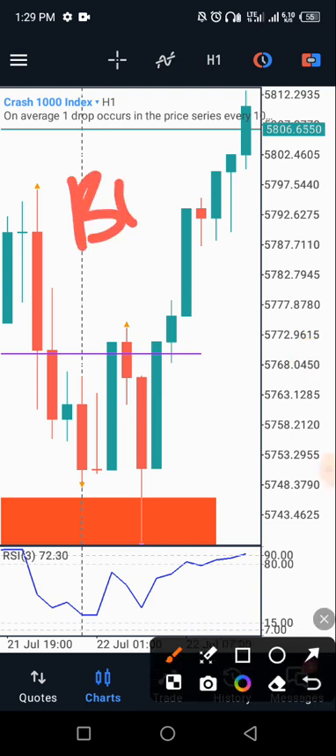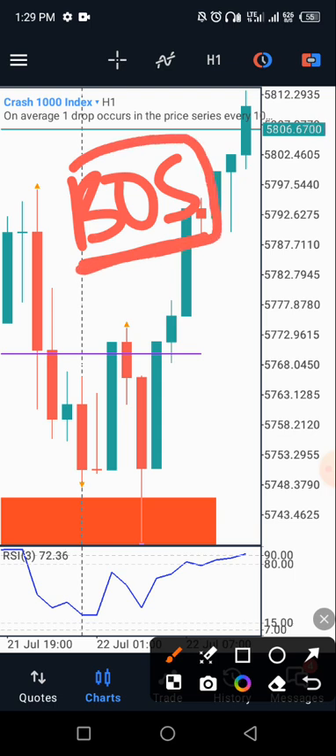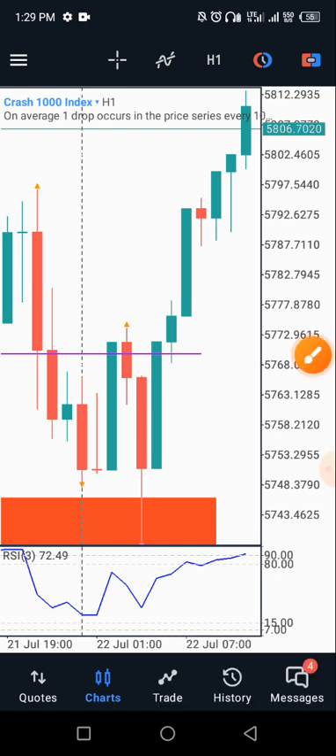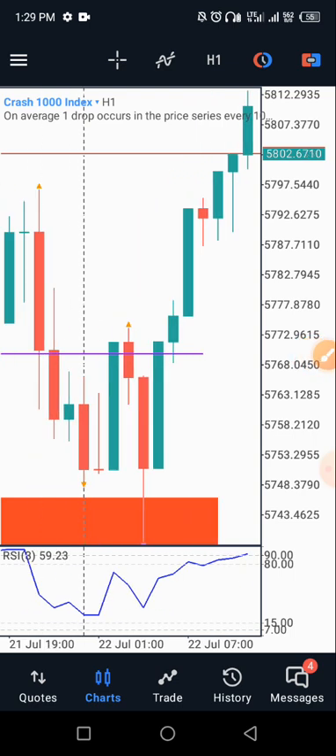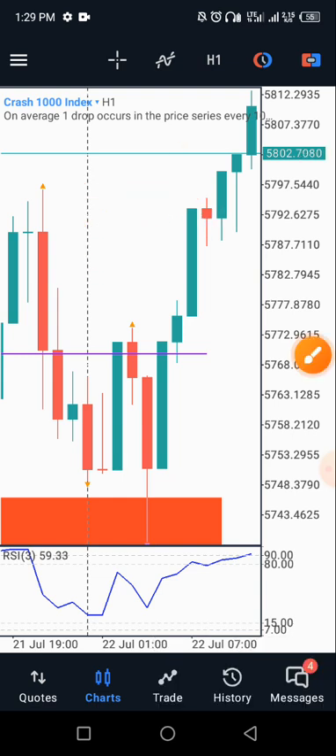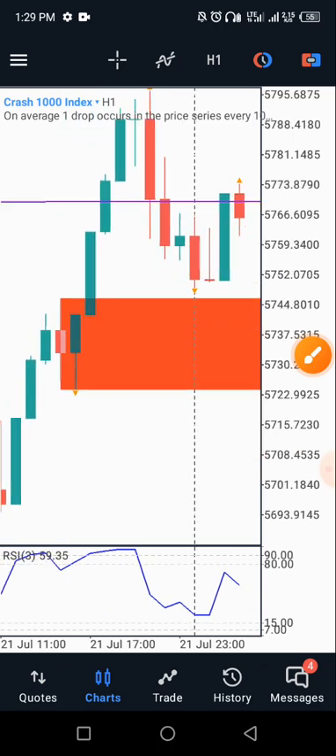The break of structure is a very important concept in the market. Whether you are a beginner trader or an advanced trader, or you trade with indicators, or whatever it is you trade with, you want to master the break of structure, because that is the only way you can know if the market is going upward or downward.